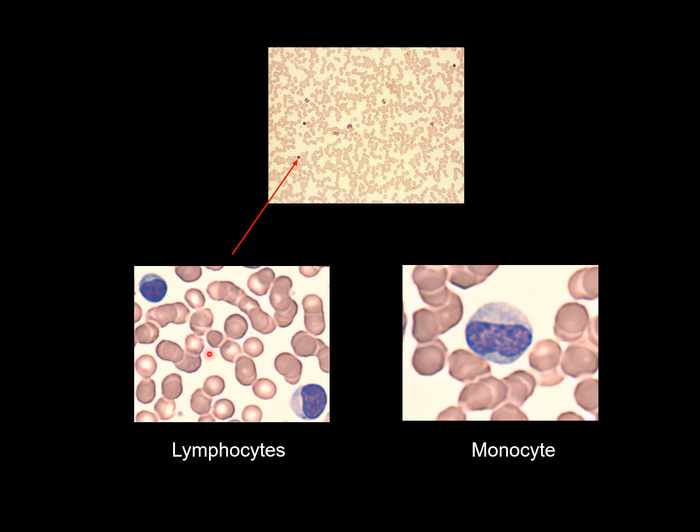Okay. And then last but not least, our monocyte. It's quite large, the largest of the white blood cells. And the nucleus has that kidney bean shape. This one isn't the best picture of the kidney bean shape. Usually it's a little more curved, like a backwards C or a kidney bean.